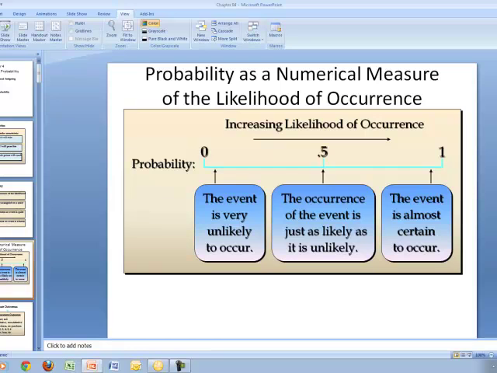So this is the way we can look at probability. It's a numerical measure of how likely an occurrence is to happen. A probability of 1, it will definitely happen. A probability of 0, it will never happen. A probability of 0.5 means that it is just as likely to happen as not to happen.